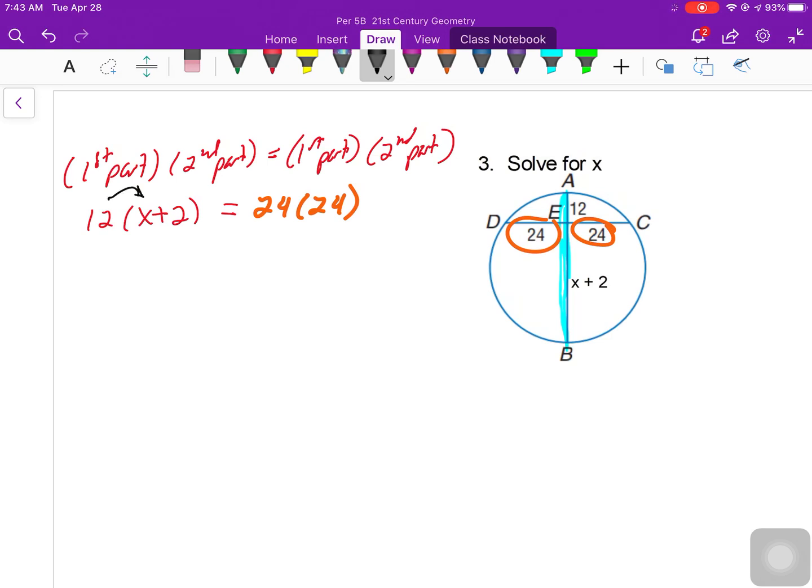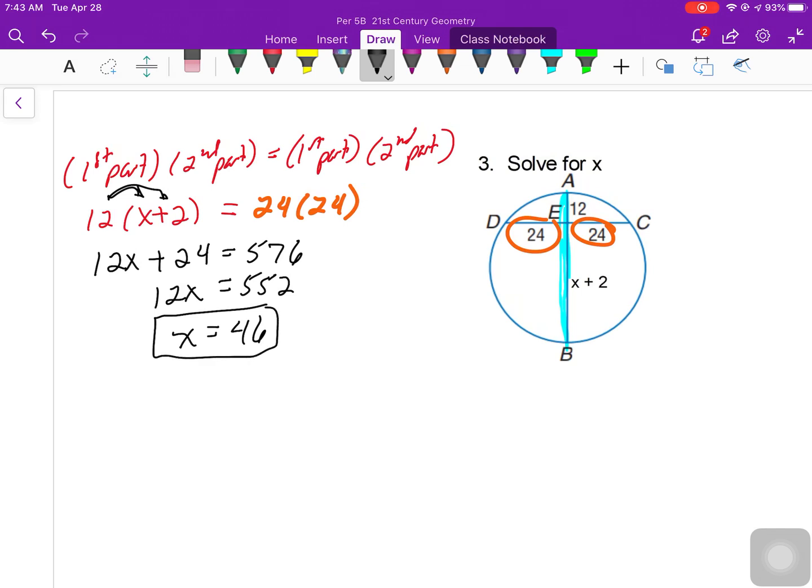And now we're going to go ahead and finish it. Well, we'd have to distribute on this left side. 12 times x, 12x. 12 times 2 is 24. On the right side, 24 times 24 is 576. We'll subtract 24 on both sides. We get 552. We'll divide by 12 and we get x equals 46. So whenever we have chord segments, we take first part of one times second part equals first part of the other times second part of that.